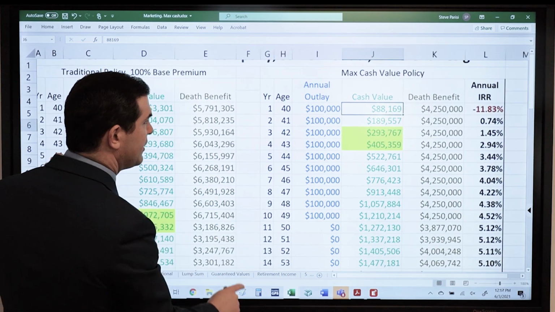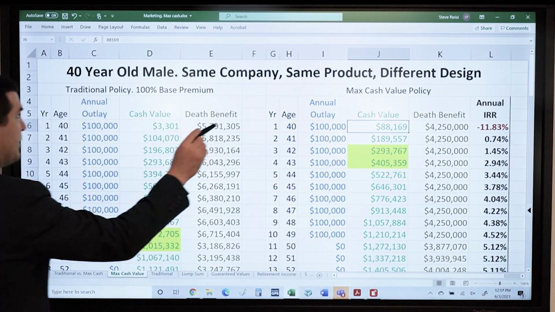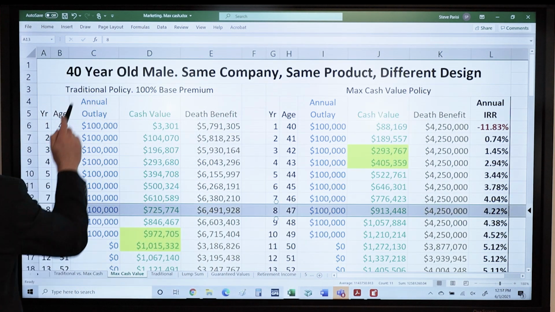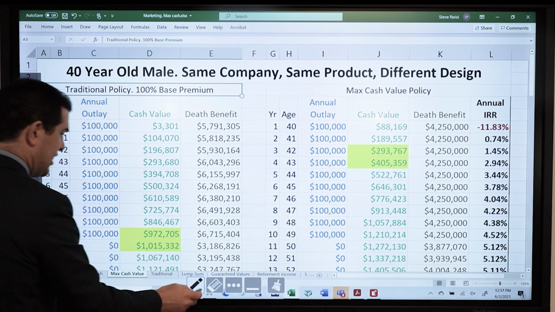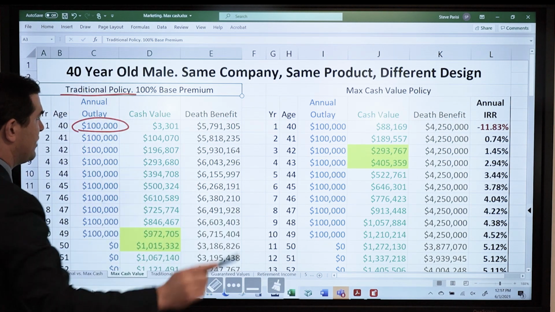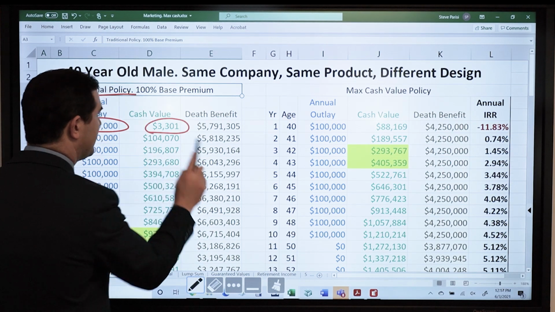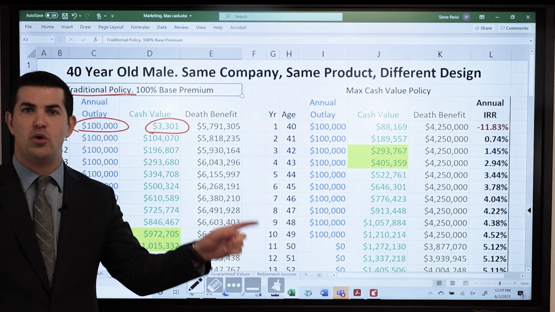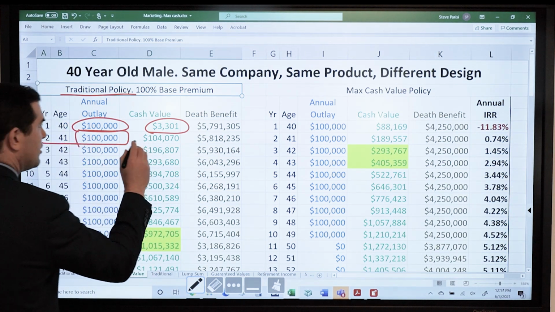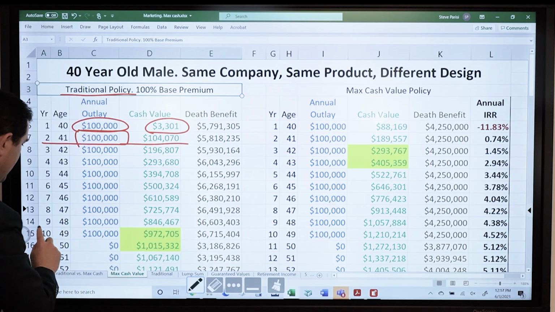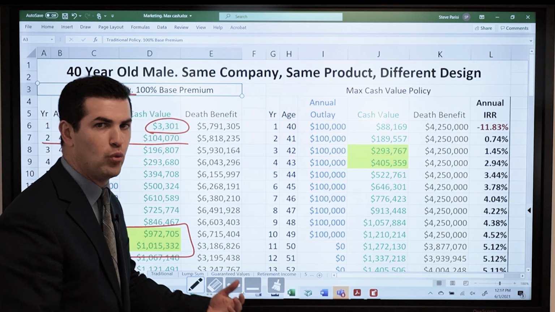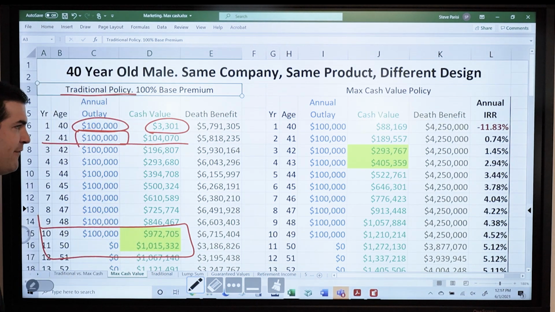Same thing in respect to a 40-year-old male, same company, same product, different design, meaning where's the money going? This one's a bit more simplified, as we didn't break down the premium columns and everything, but it's all the same. $100,000, all premium, a little bit of cash right off the bat. This product only overcharges in the first year. This is why in year 2, I pay in $100,000, and it starts to come back, but it still takes between 10 and 11 years just to get my money back. I paid in $1 million. By year 11, I have $1 million.